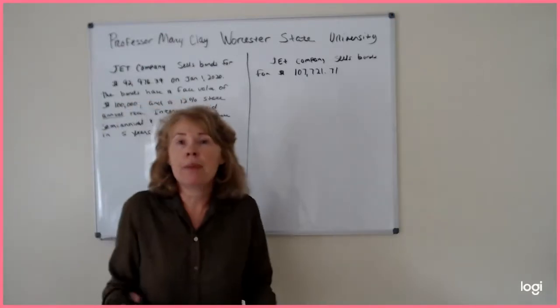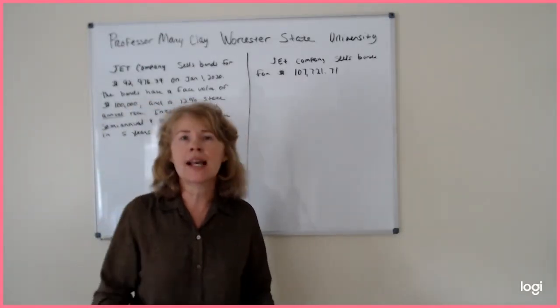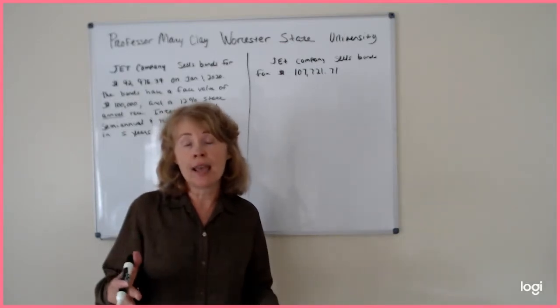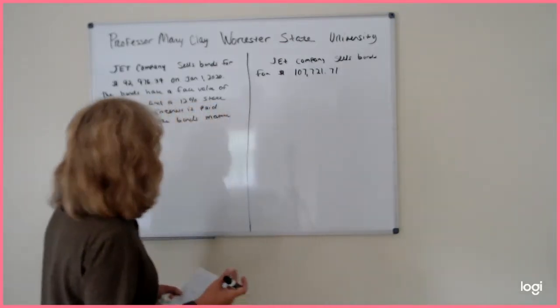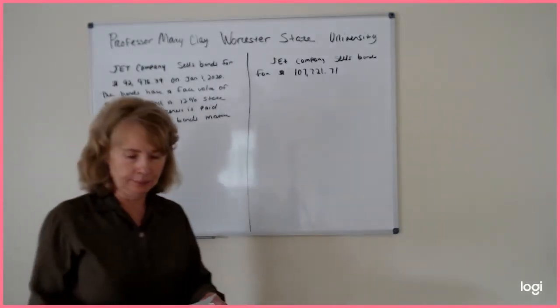Second question, how much must Jet Company pay back at maturity? Well, they have to pay back the face value at maturity, along with interest, but they're asking how much they will pay back at maturity. So your answer is the face value, $100,000.